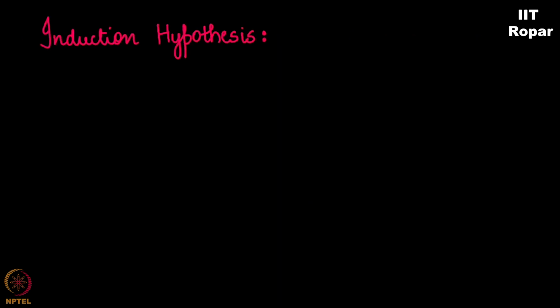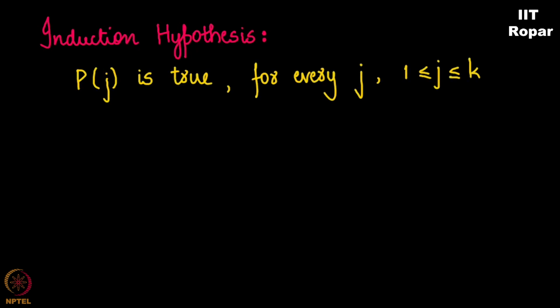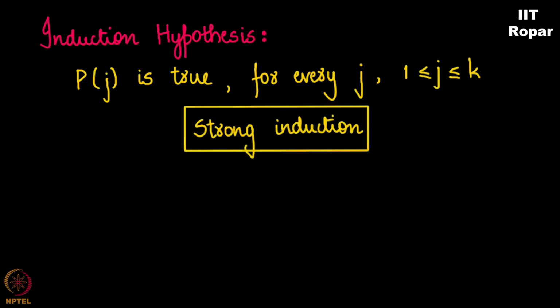The hypothesis states that P(j) is true for every j between 1 and k, 1 less than or equal to j less than or equal to k. For every number between 1 and k, P of that number must be true. That is, every number between 1 and k can be written as a product of primes. You see, I'm using strong induction here. The professor has already taught what strong induction is.